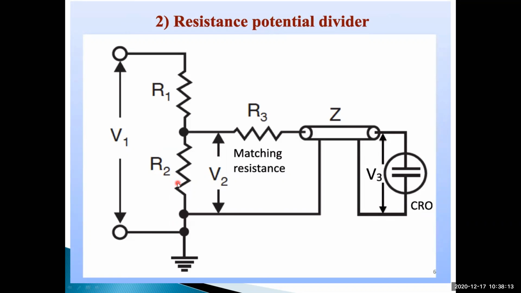There has to be internal matching with this potential divider circuit in order to take care of reflections and refractions of transmitting waves between R2 and the CRO. So these matching resistances take care of reflections and refractions of voltage waves. It's clear. So that is called matching resistance. That's why it is called matching resistance.